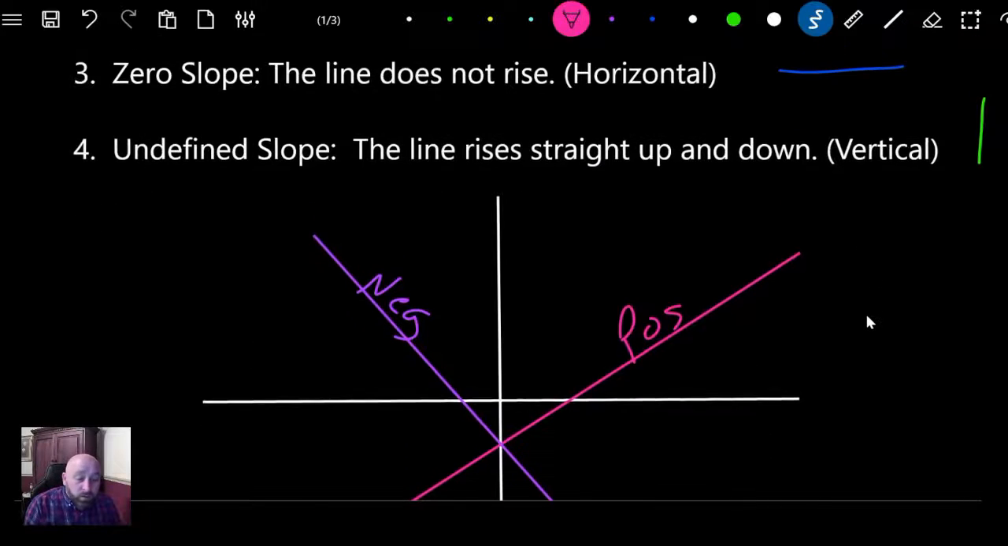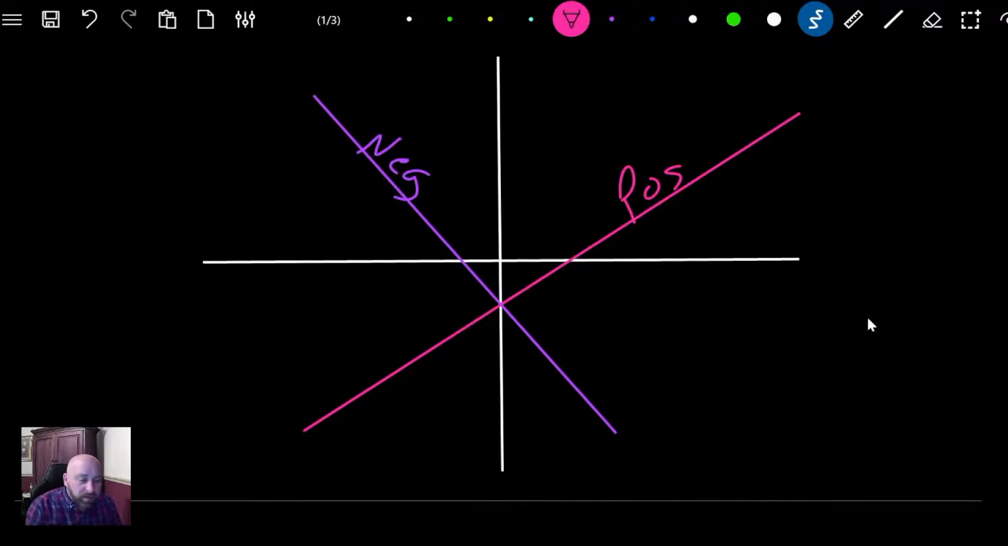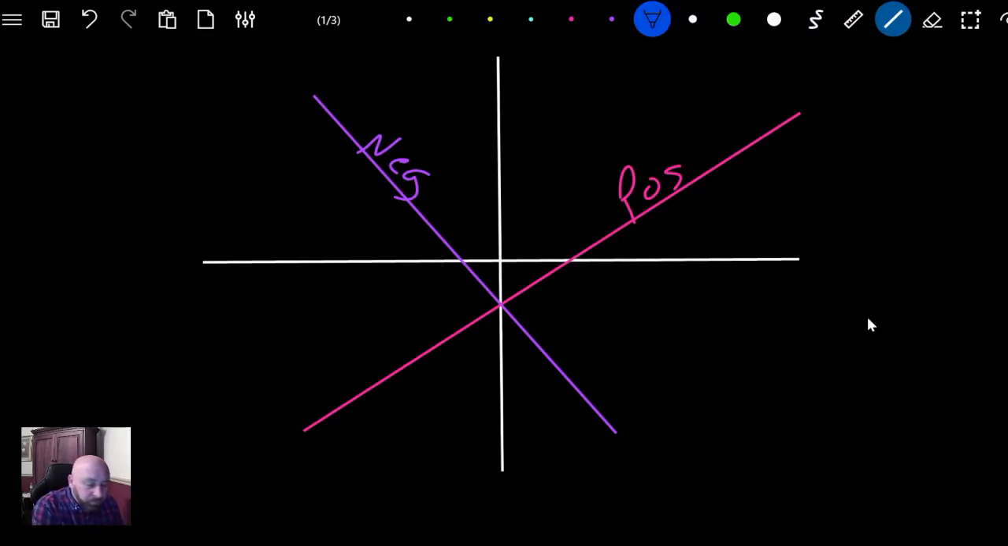Now, the other one was horizontal, and that was the blue line that I drew. So a horizontal line doesn't rise up or down. It just goes left and right. And it can be anywhere. It could be down here. It could be up here. It doesn't matter where it is. It could even be right here on this line. So I'll put it right down here.